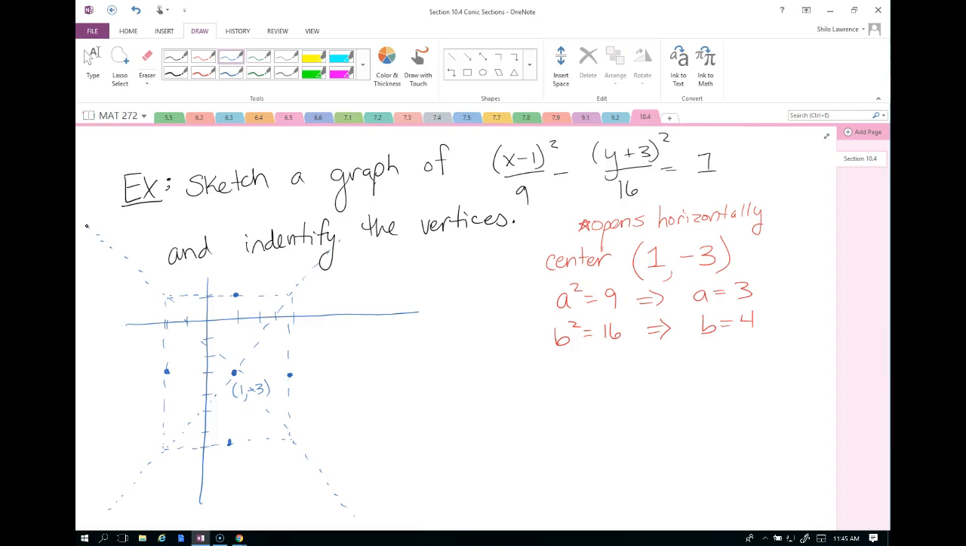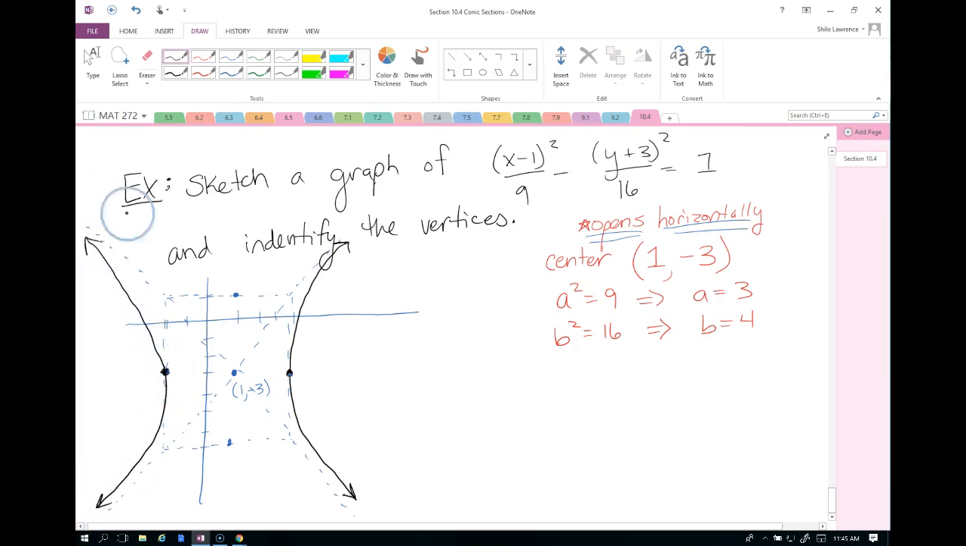Now the very last step goes back to the fact that this thing opens horizontally. So now I'm going to draw the pieces of my hyperbola on the left and the right hand sides of this box, which makes these 2 points my vertices. And I'm going to follow my asymptotes in on the left and right to draw my hyperbola.